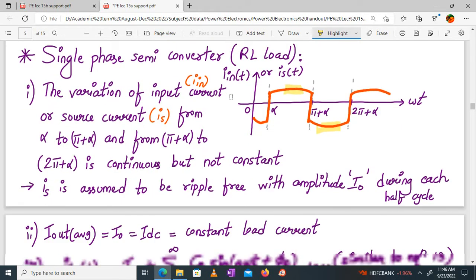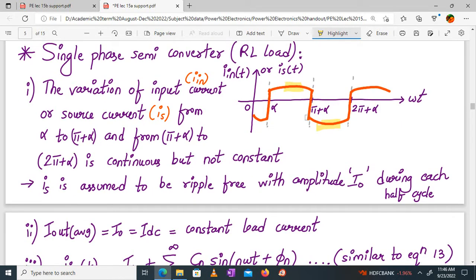So what are we going to analyze? We are going to analyze this waveform. What is this? This is my input source current waveform, which is a periodic waveform, not at all sinusoidal. It contains harmonics. That's why we are analyzing this waveform using Fourier series. Are you getting it? Right?